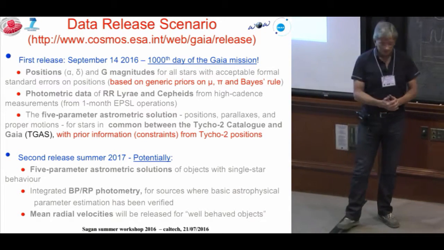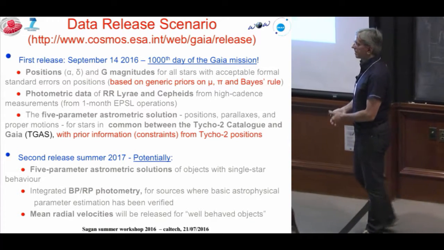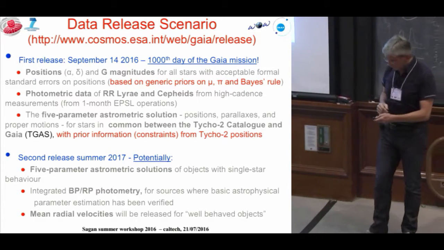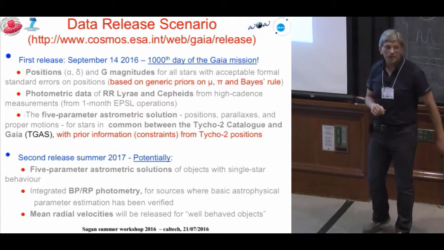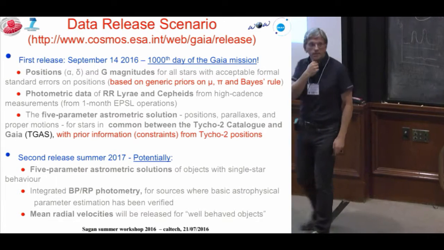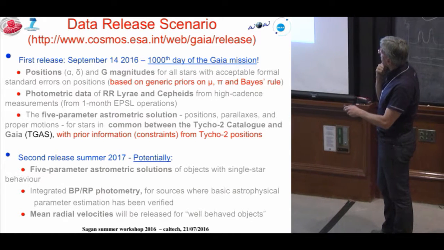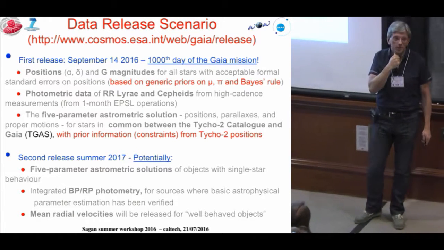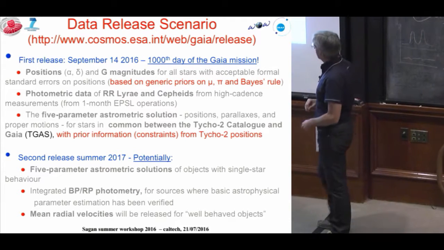Now, last but not the least, the data are almost coming up. The first release is in just a few months from now. On the 1000th day of the mission, there will be the release of a couple of million parallaxes and proper motions of Tycho stars. There will be positions in the sky for all stars detected down to the magnitude limit of the survey. This will be followed in approximately an additional year's time by the release of 5-parameter astrometric solutions for well-behaved stars across the whole of the sky down to the magnitude limit of the Gaia survey.